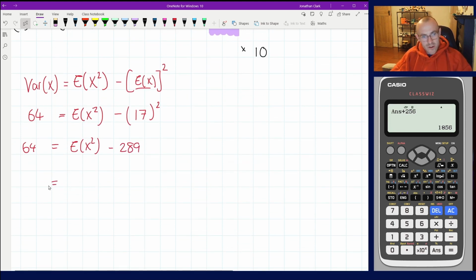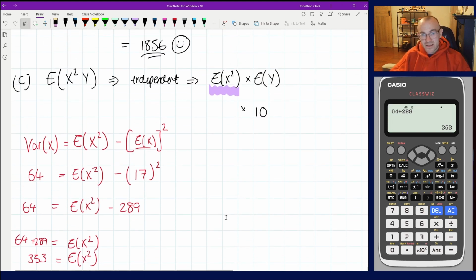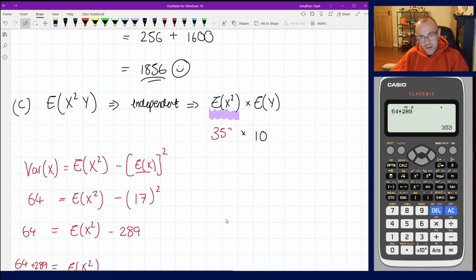So I'm going to do a little bit of rearranging to get the value of the expectation of x squared. 353. Cool. So now that I've got that, the question can proceed, and it's quite nice now working out that last part.